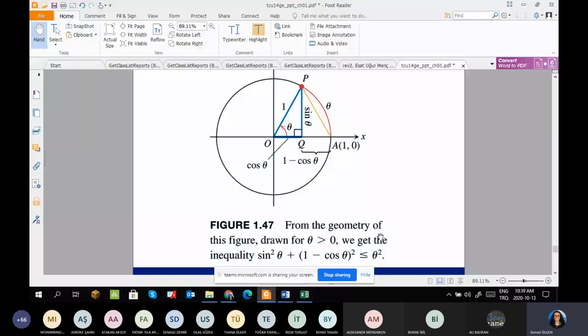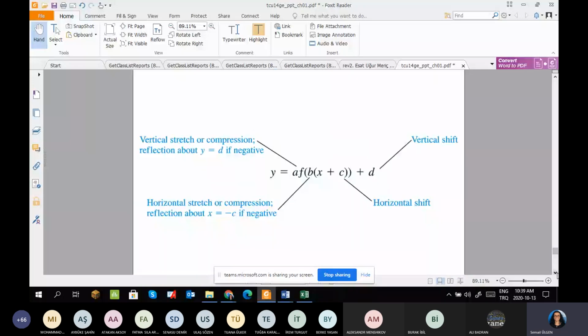Okay, and this is a summary of vertical stretch or compression. Look, y is a times f of b times x plus c, plus d. This is containing everything inside. So vertical stretch or compression means you multiply f with a. And it's a reflection about y is equal to d. If a is negative, then you're getting a reflection about y is equal to d. That's what it says.